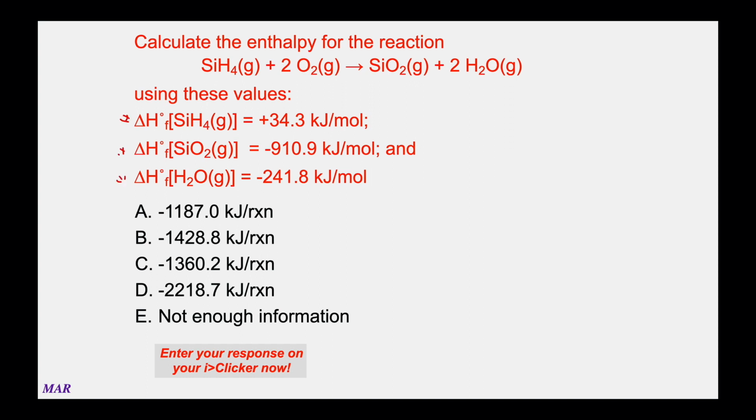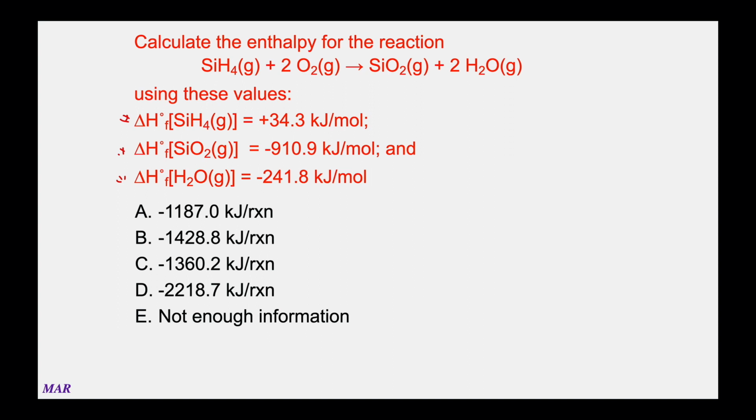Now, there are 4 reactants and products. I didn't give you the delta HF for one of them. See if you can remember why I didn't give delta HF for one of them. Anyway, this is a good place to pause the video, work on the problem, and when you're ready, you can unpause it. We'll talk about the answer. Pause your video now.